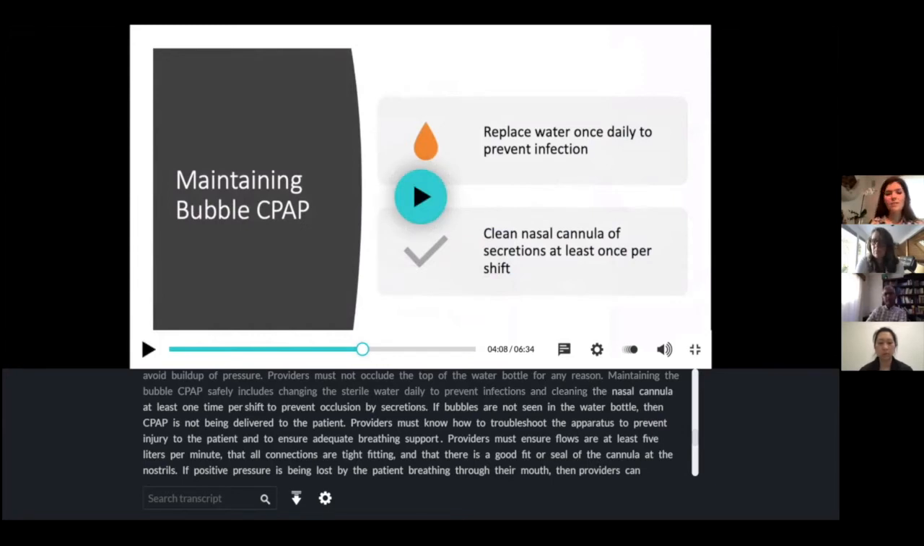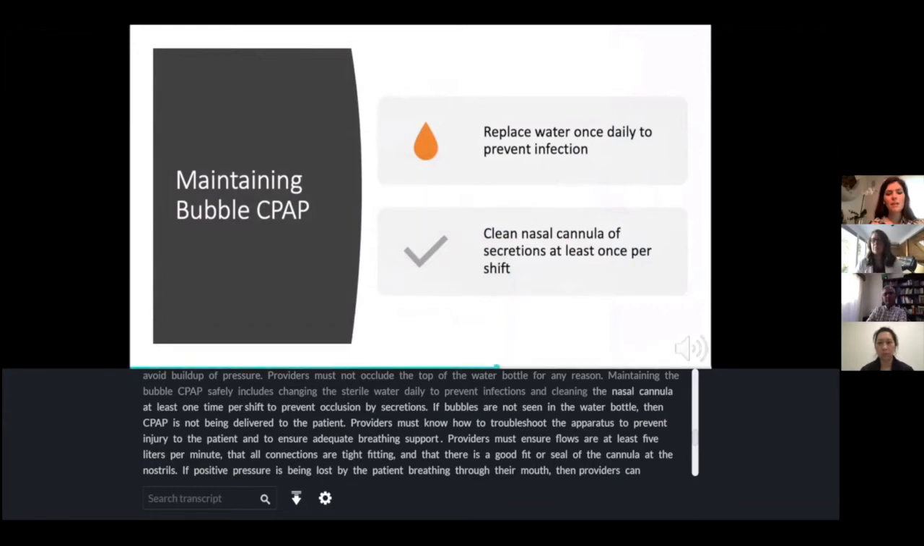And I have a question for the panelists. If you were making this bubble CPAP, would you use it in a COVID patient? And then would you be able to reuse those supplies in the following patient, in a new patient?